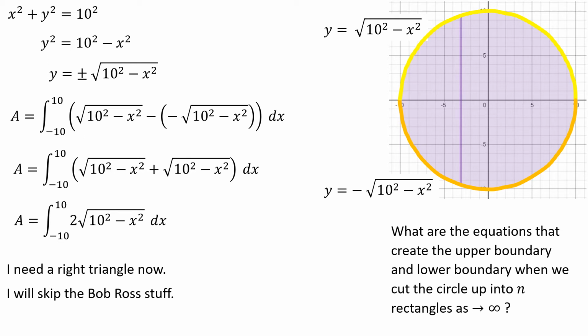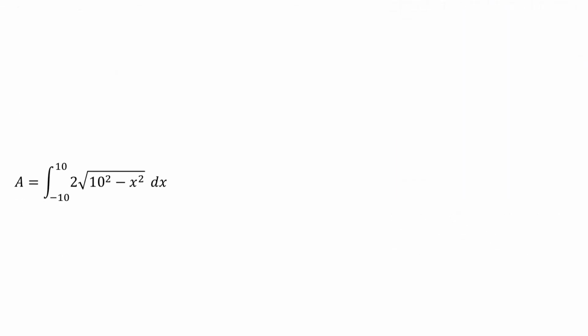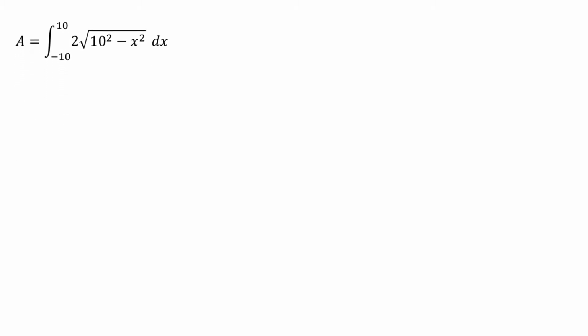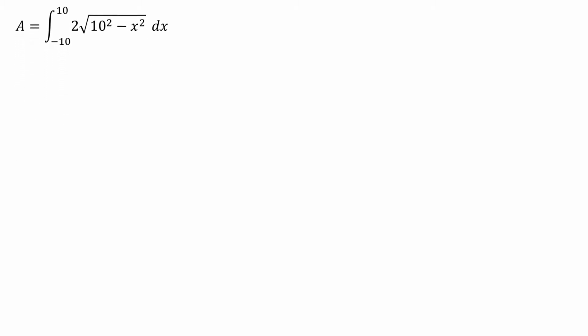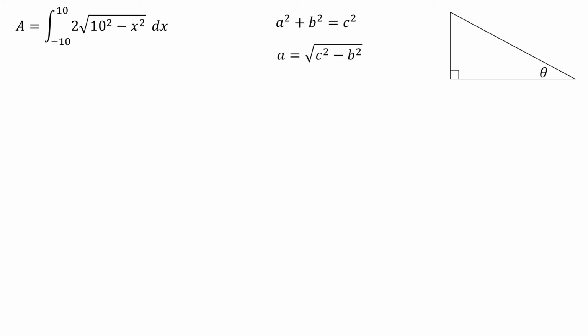Of course, I need a triangle. We'll have a humorous Bob Ross situation. Let's move the integral toward the top of the page. Let's get our triangles. What are we looking at? Well, it appears we're looking at one of the legs. So x is going to be one of the legs.